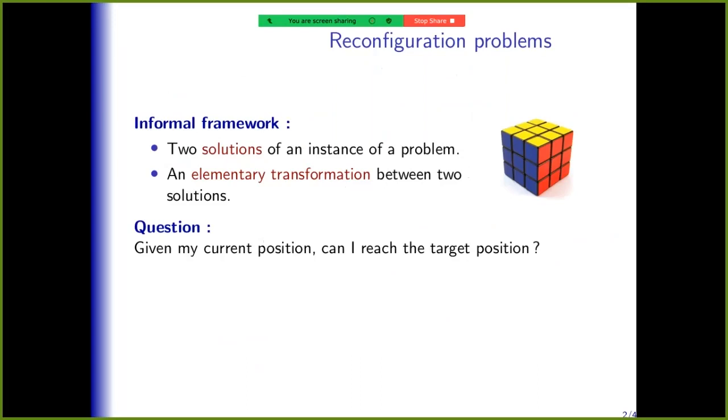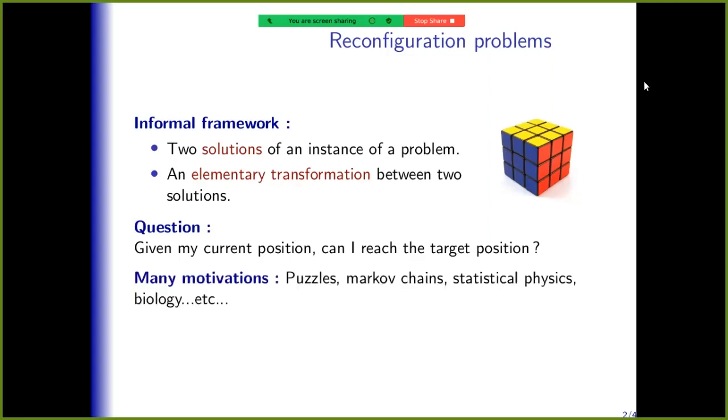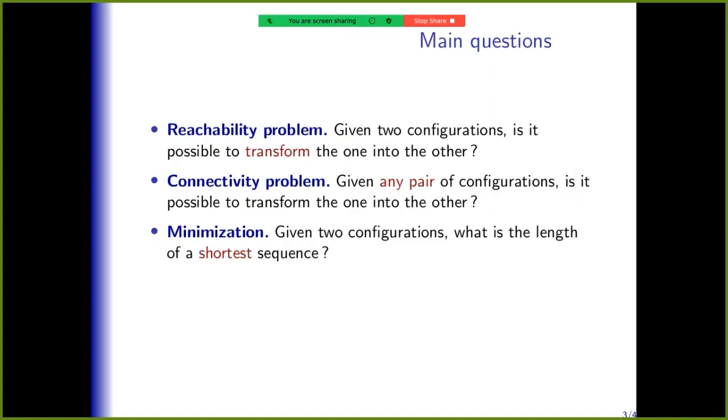Typical reconfigurations are, for instance, the Rubik's Cube, where you are given a Rubik's Cube where the colors are shuffled on the faces, and your goal is to reach this beautiful configuration where all the faces are monochromatic. But there are many other motivations, and not only combinatorial puzzles, such as the study of Markov chains, and some applications to statistical physics or biology, for instance.